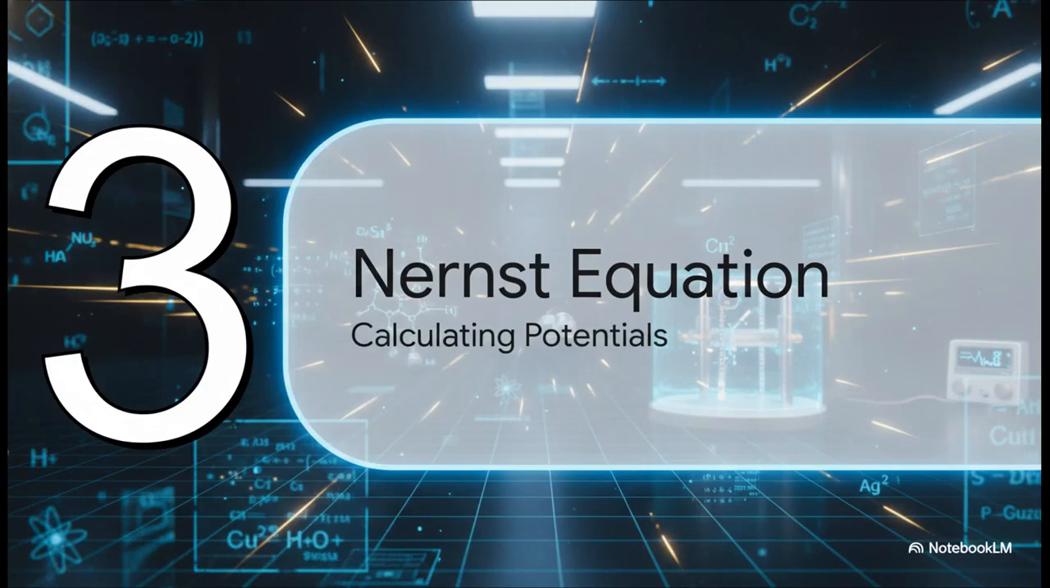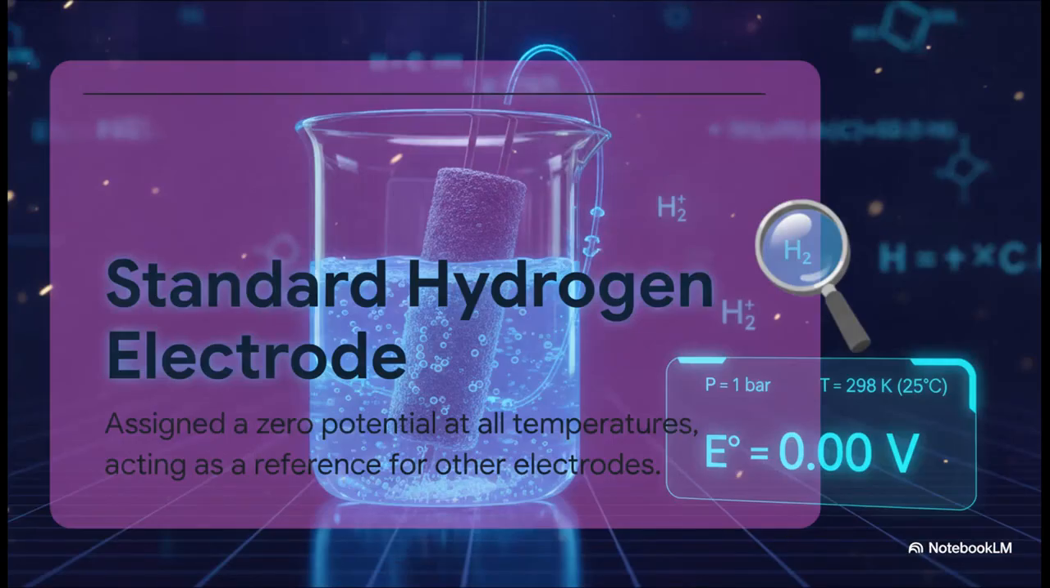Let's shift over to the mathematics and see how we predict all this electron movement. You know, to measure anything, you really need a starting point, right? Think of the standard hydrogen electrode, or SHE, as our electrochemical sea level. It's basically a platinum electrode coated with platinum black, sitting in an acid bath with pure hydrogen gas bubbling through it at exactly 1 bar of pressure. By international agreement, this specific setup is assigned an absolute baseline 0 potential at all temperatures. Every single other electrode voltage we talk about is just measured relative to this exact 0 point.